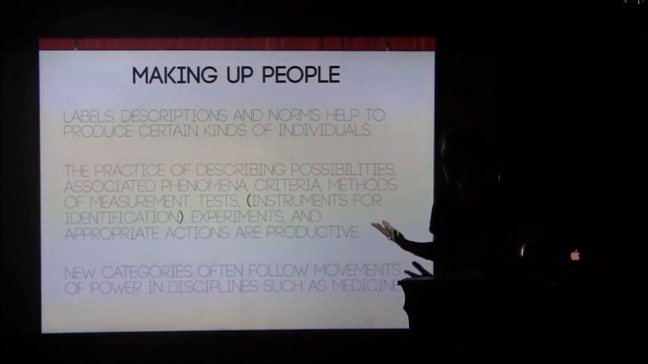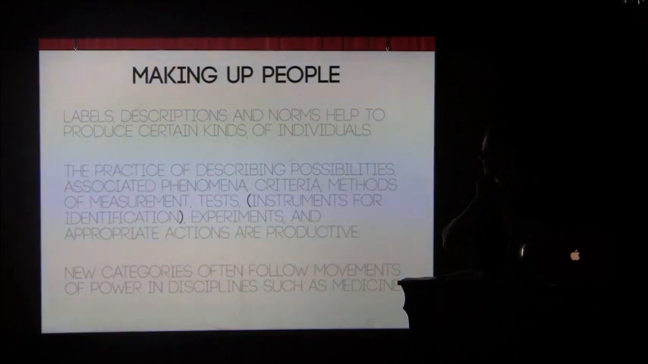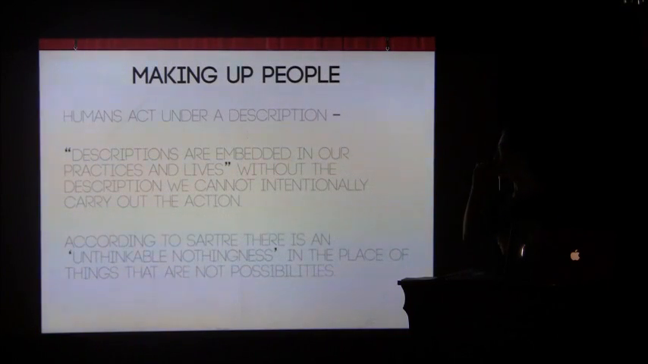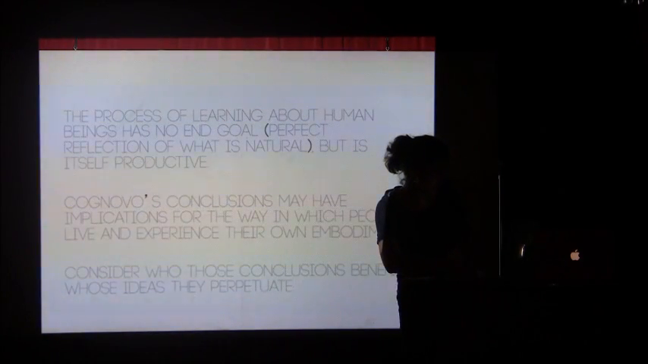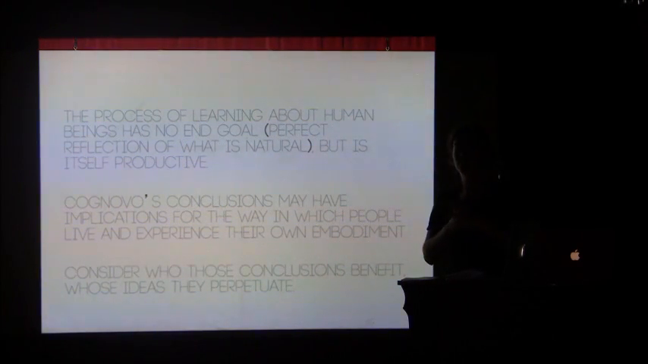So basically what I'm arguing, or probably labouring, is the idea that labels, descriptions, and norms produce certain types of beliefs, individuals, describing possibilities, and also things like experiments, measurements, tests, instruments for identification, appropriate actions for these things are all productive in themselves. And often the invention of new categories follows movements, power shifts in different systems.